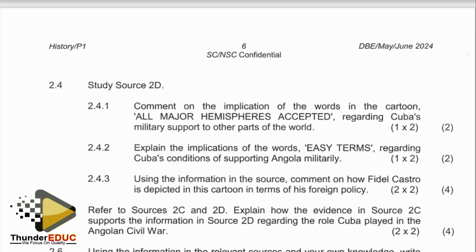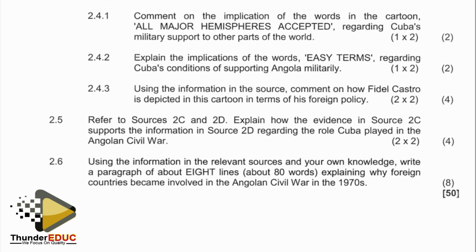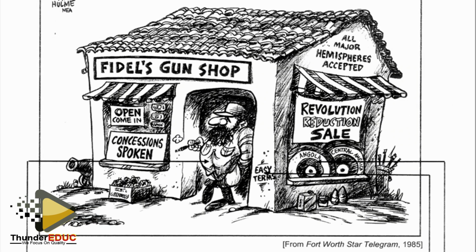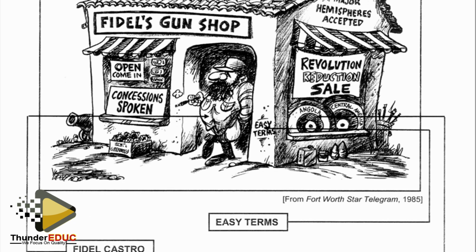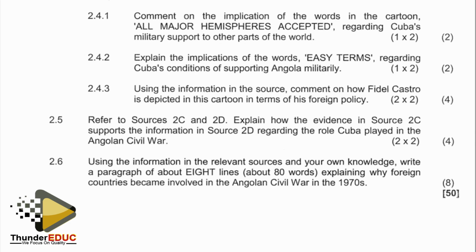Then we move on to number 2.4.2. Explain the implications of the words easy terms regarding Cuba's conditions of supporting Angola militarily. Right, if we check here, the easy terms are indicated and clarified. When we are doing business, we need to put easy terms for effective transactions to take place. We do not need to put stringent measures. We need to relax some control measures to make transactions easy. So this one is saying there are easy terms there. What is the implication of that? Those terms mean the support that was offered by Cuba did not have many strings attached.